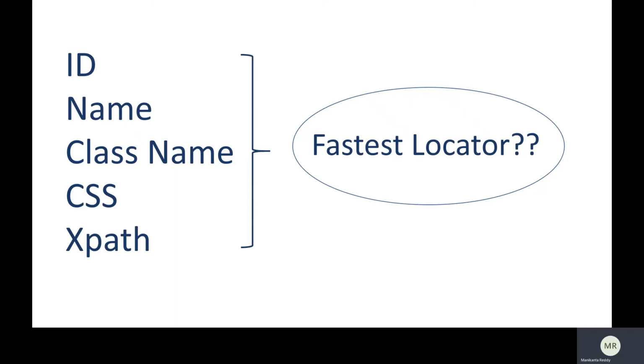So that was my agenda, and so I decided to do this. In this experiment, I considered only 5 locators, and I did not consider other locators like link text, partial link text, or tag name, which are not commonly used. These are rarely used locators, so I don't want to consider them. Whether I'm successful in finding the fastest locator or not, to know that, watch the video till the end.